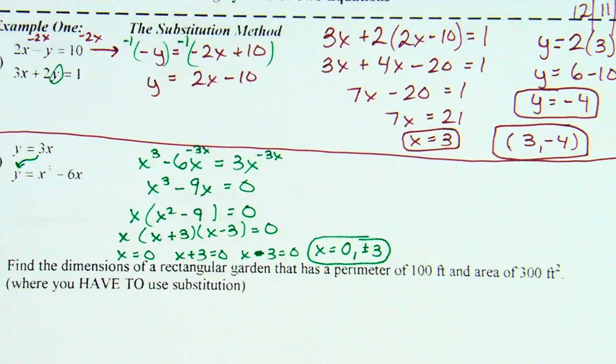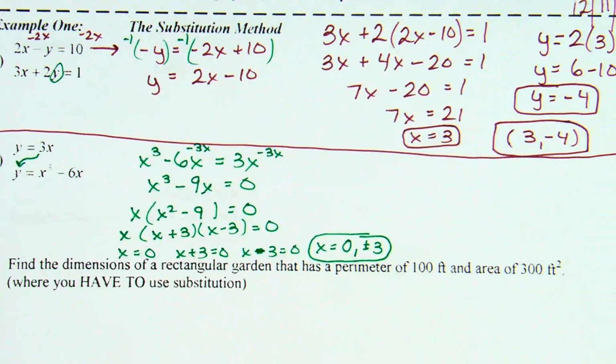Okay. We found our x's. We got to find our y's. So how many ordered pairs are we going to have at the end here? You're going to have 3. So these equations are going to cross 3 times. I don't know about you guys, but which equation do you want to use? Y.